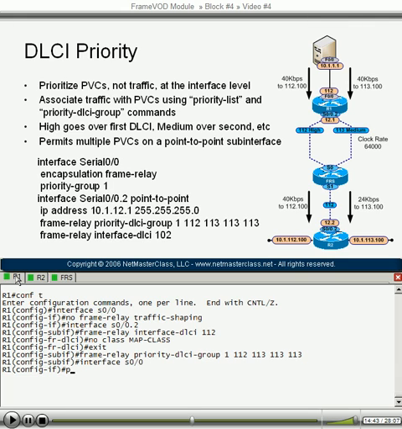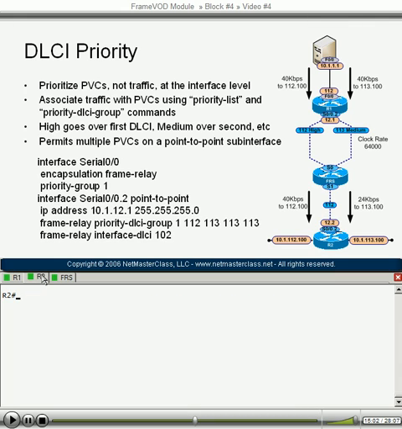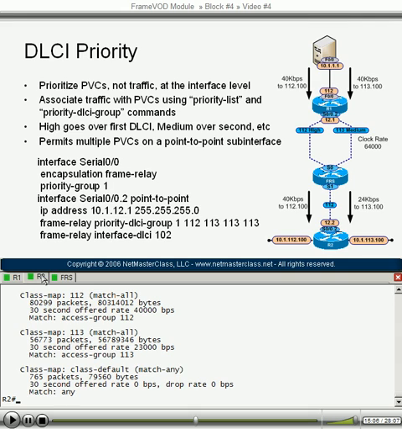This command references the PVCs in order of priority: high, medium, and low. In order to make the priorities effective, we need to add the priority group command to the physical interface. Before we examine the operation of DLCI priority, let's go over to R2 and see if it's working. We'll simply recall our show policy map interface command.